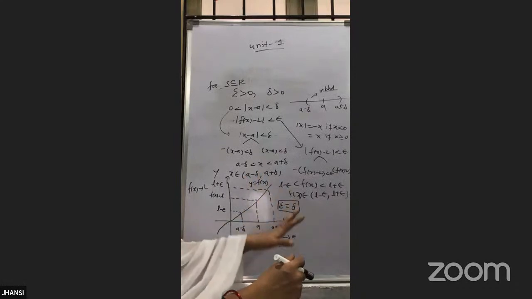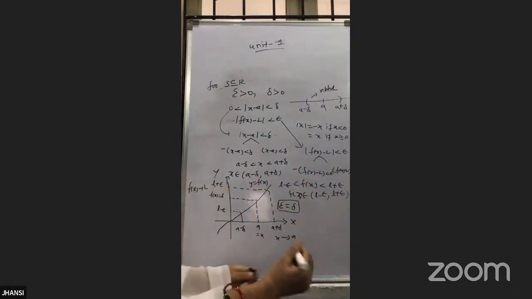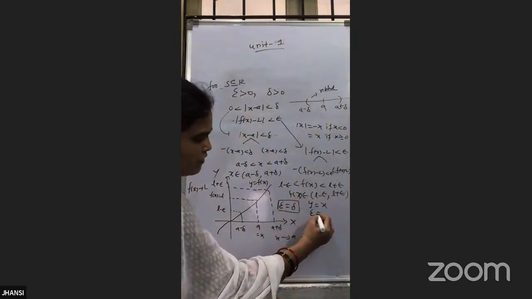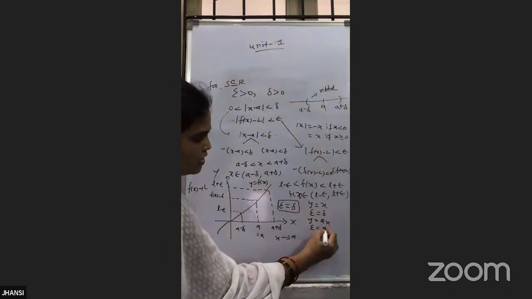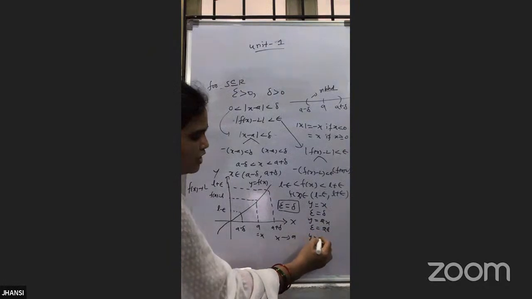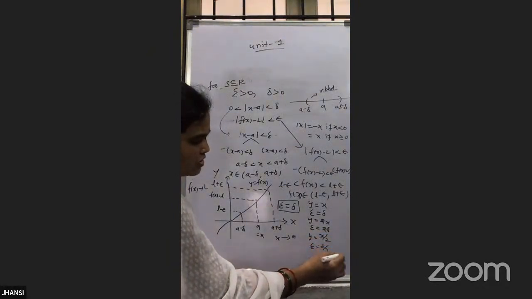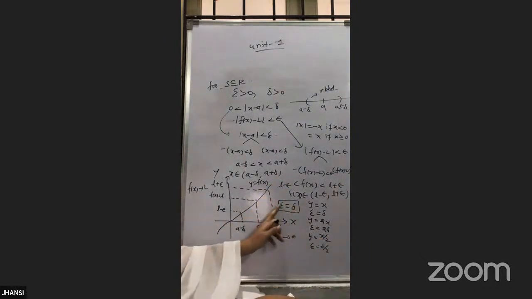If y is equal to 2x, then epsilon value is equal to 2 delta. If only y equals x, then epsilon value equals delta. If y equals 2x, then epsilon value equals 2 delta. If y equals x by 2, then epsilon value equals delta by 2. Like this, these values depend on epsilon and delta.